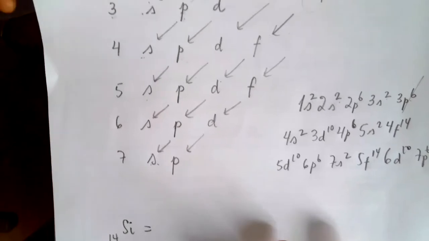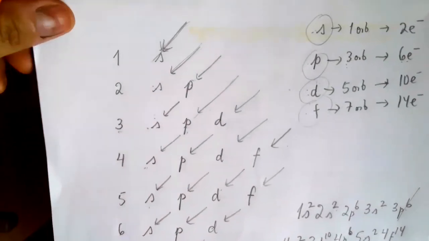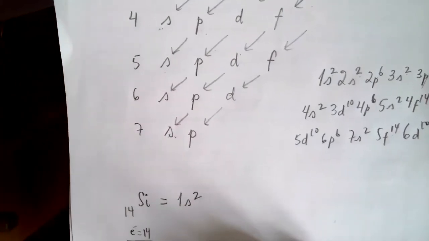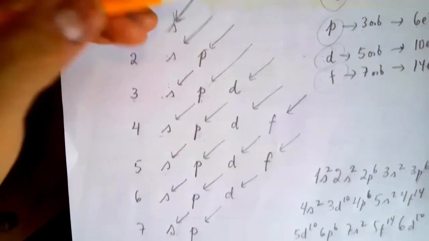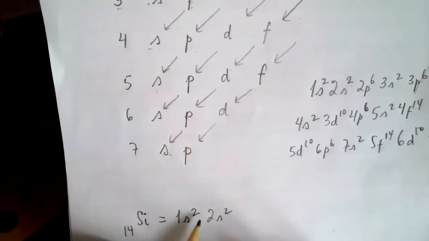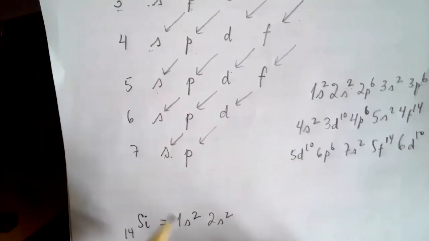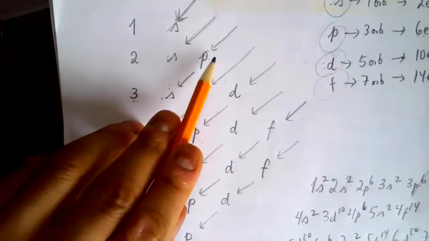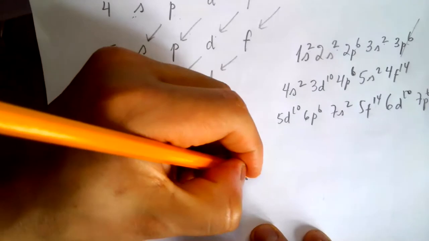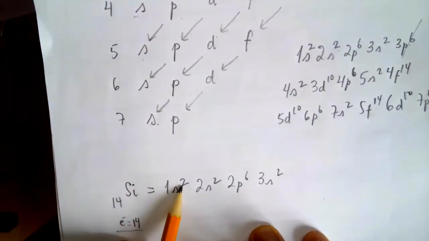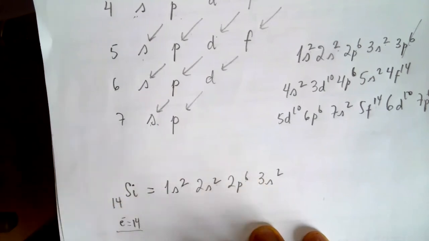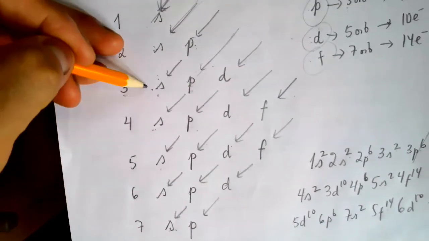So I will start here. The first one is 1s2, right? After 1s2, 2s2. So far I got 4 electrons, right? After 2s2, 2p6. After that, 3s2. So far I have 2, 4, 10, 12. How many more do I need? I have 12 so far. I need 2 more.